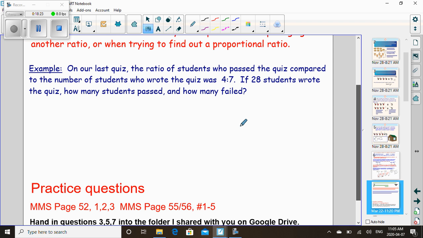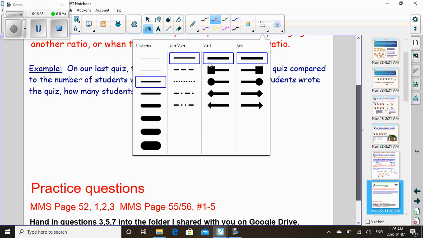Okay. So we have three numbers there, right? Identify the three numbers. What are they? Well, we have a 4, we have a 7, and we have a 28. Now we got to determine what each of them represent.